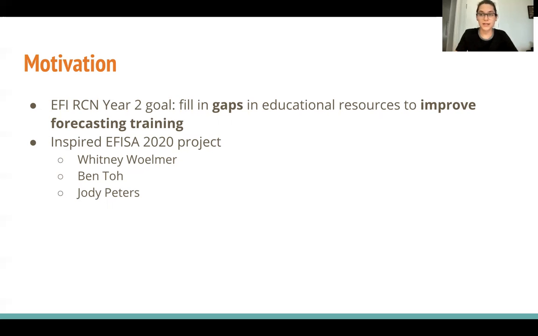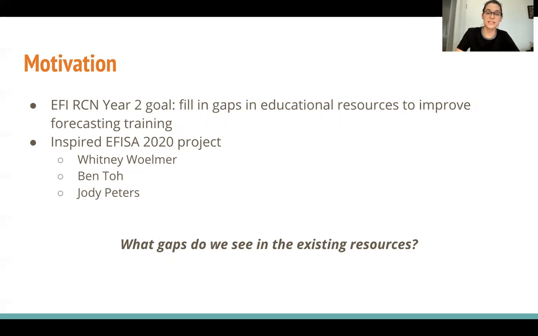However, when we started meeting and thinking through how we wanted to create educational resources and how we would go about picking topics to create resources for, we realized that before we could do so, we needed to understand what gaps we actually see in existing resources. And the main reason for this is that we didn't want to overlap with resources that already exist or duplicate efforts that have already occurred.